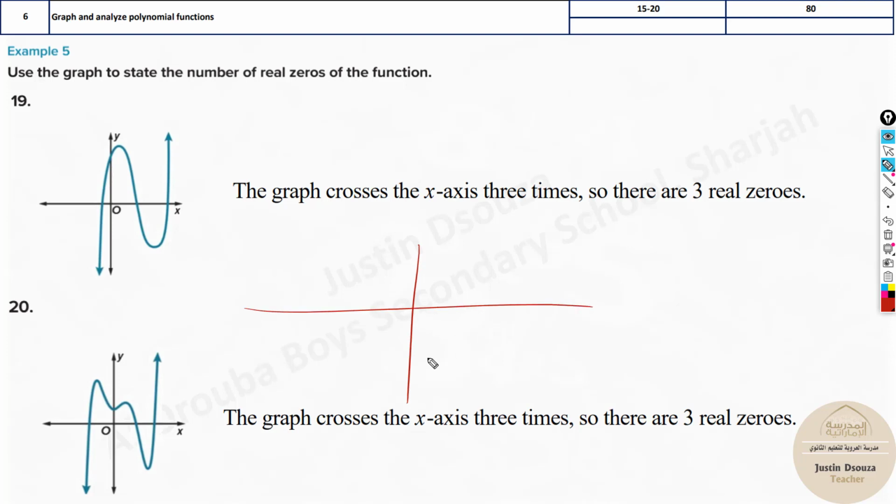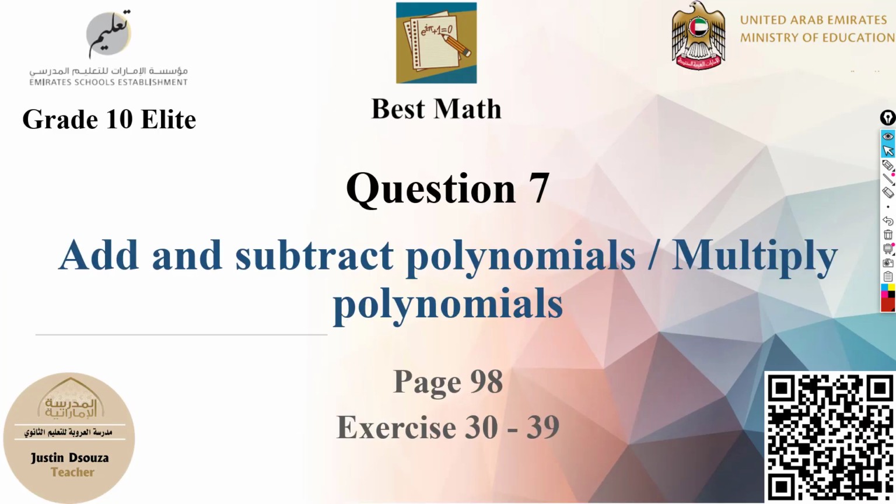One last thing, what if this was your question? Then there are no real zeros, okay? If this is your question in the exam, it is not touching the axis at all. Don't write 0, there are basically no real zeros. Only imaginary roots are possible for this. So that's the answer. We move on to question number 7, and it is another easy question.